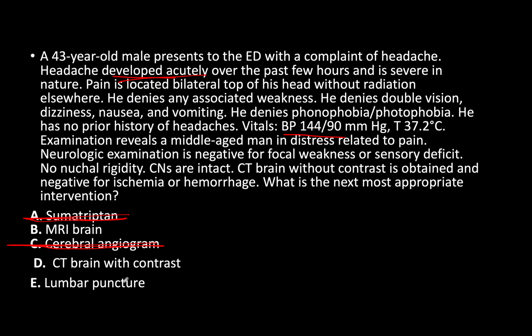Yep. CT brain with contrast wouldn't be a great step. The other thing about these subarachnoid hemorrhages is that if it's a very small aneurysm, it may be hard to see on your CT. And so the best next step in terms of looking for those red blood cells, if we think it's a subarachnoid hemorrhage, would be that lumbar puncture.